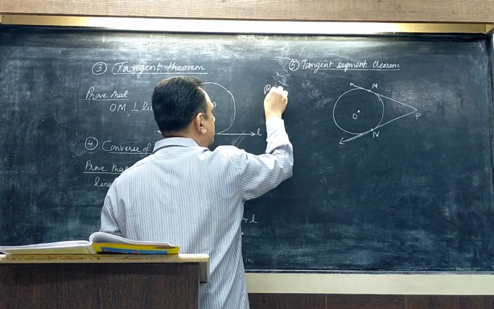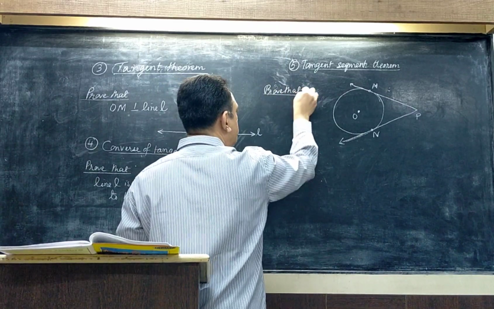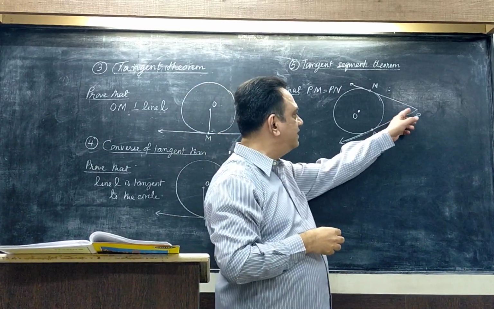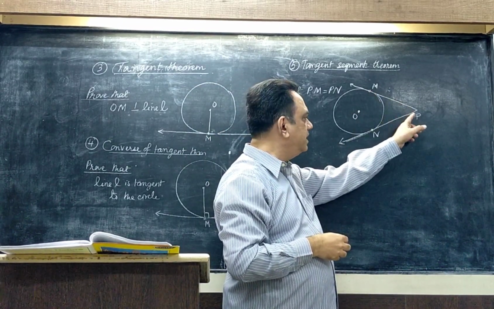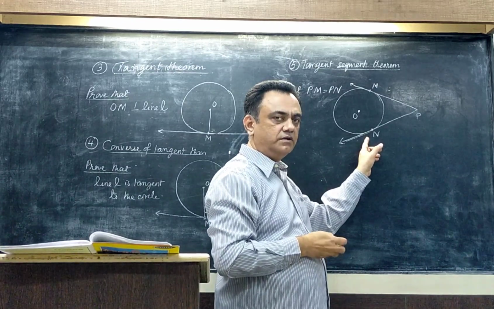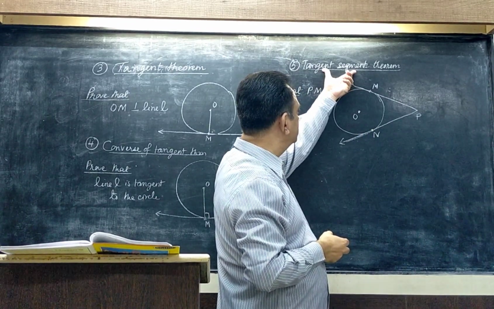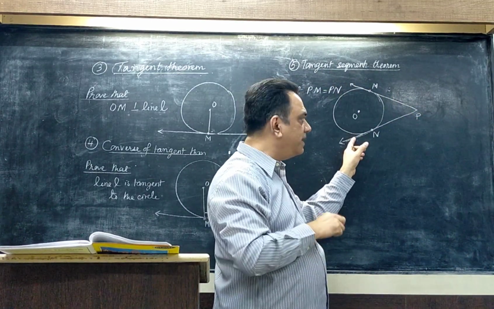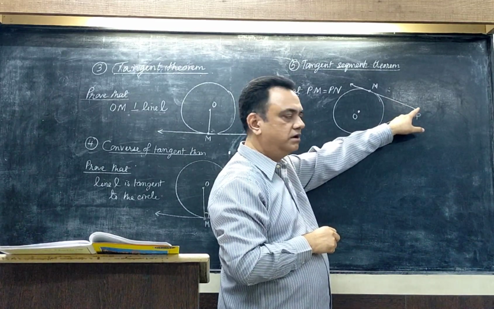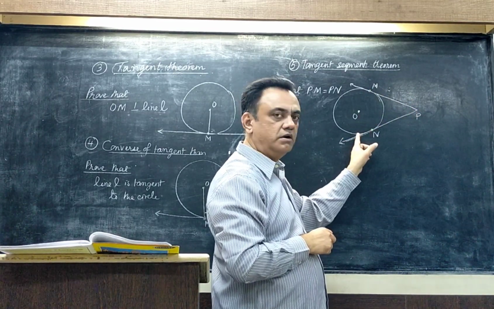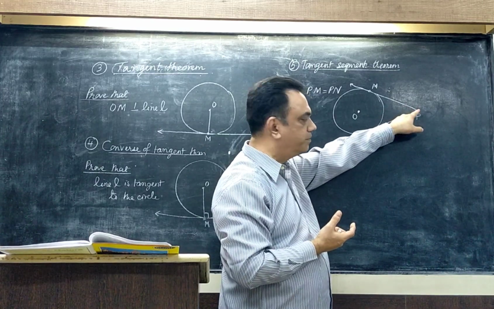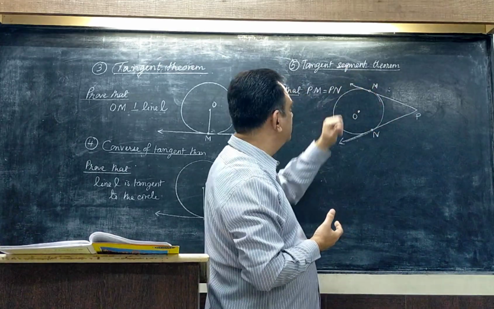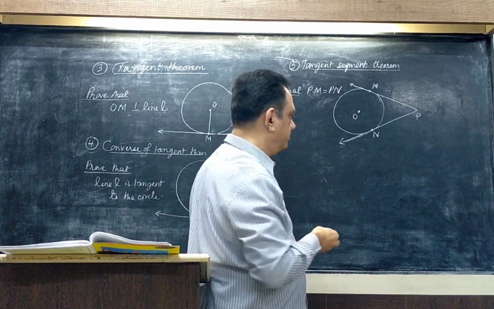What to prove over here? To prove that PM is equal to PN. That means if PM is 5 centimeters, then PN will also be 5 centimeters. What does the theorem say? Tangent segment theorem: tangent segments drawn from an external point to the circle are equal in length. That is called the tangent segment theorem.